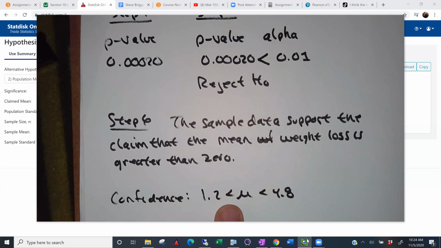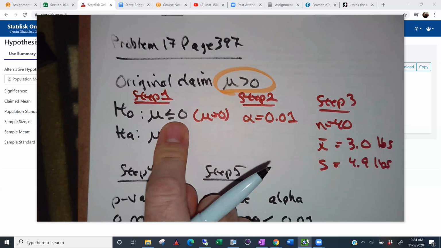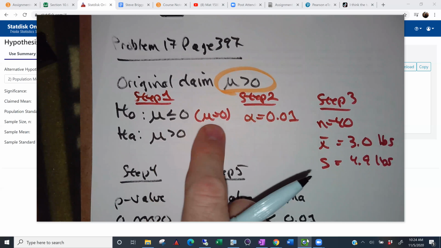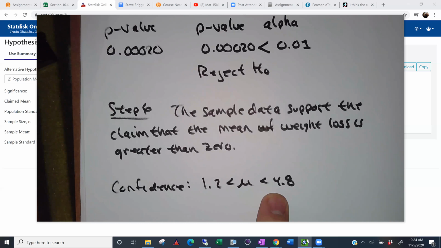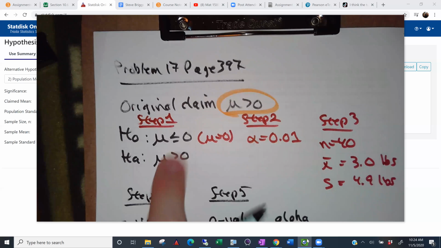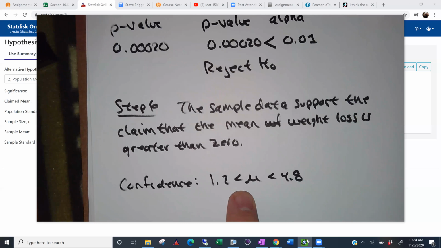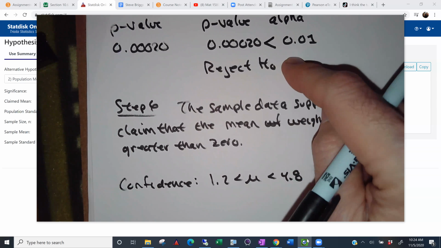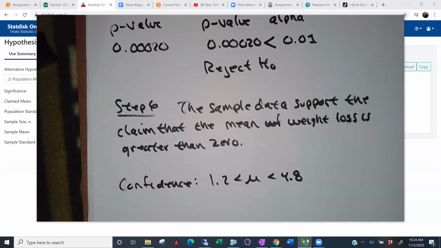Perfect. Exactly right. Our null hypothesis includes the possibility that mu is 0. So if our confidence interval contains 0, we shouldn't be rejecting the null hypothesis. Because one of the possibilities then would be that mu equals 0. If that was in your confidence interval, you shouldn't be rejecting H0. But because our confidence interval does not contain mu equals 0, this matches our decision to reject H0. So yeah, they go together very nicely.